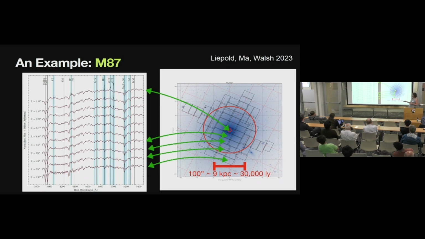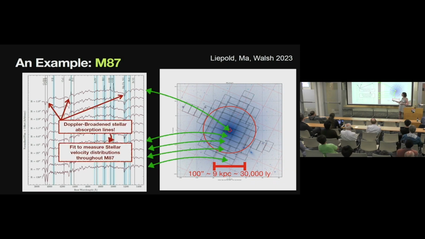So in these spectra, there are a number of absorption features. There's, say, calcium H and K over here. There's magnesium b over here. And what we're going to do is perform a set of spectral fits which allow us to measure the velocity distributions that are associated with the Doppler broadening of those lines. This really tells us about the motion of stars all the way throughout M87's stellar halo.